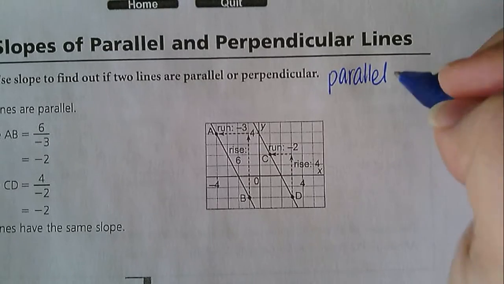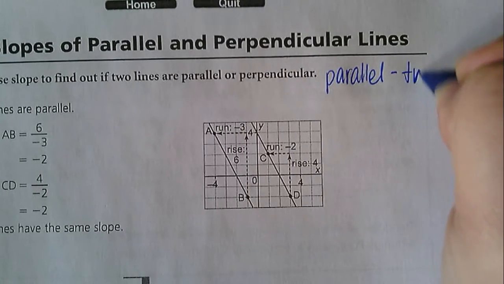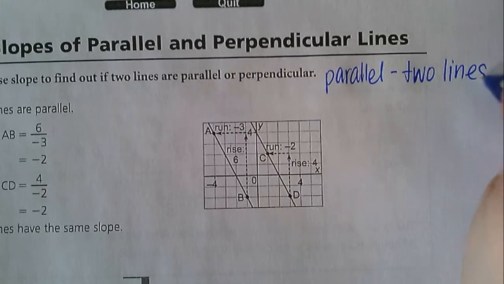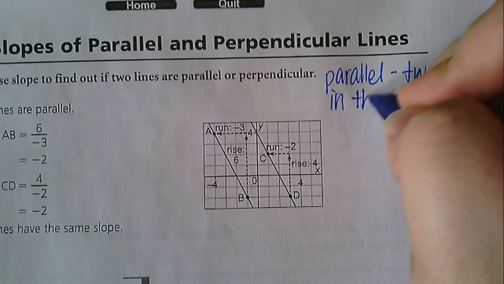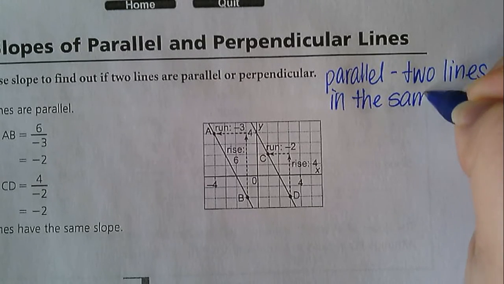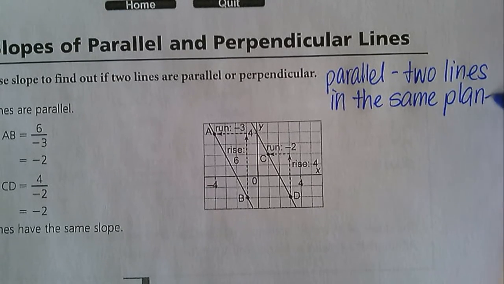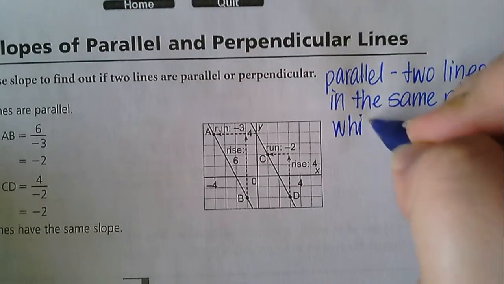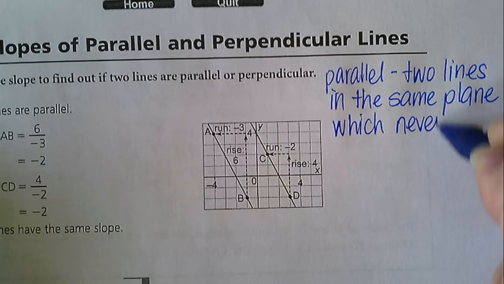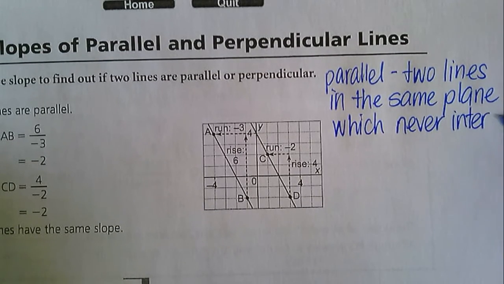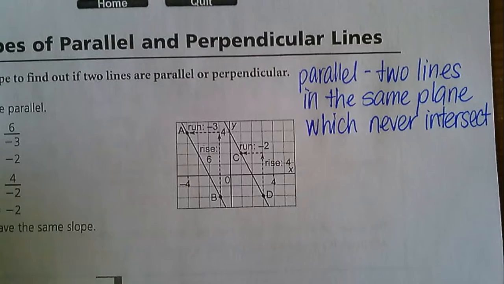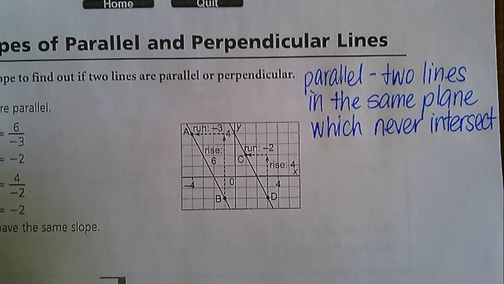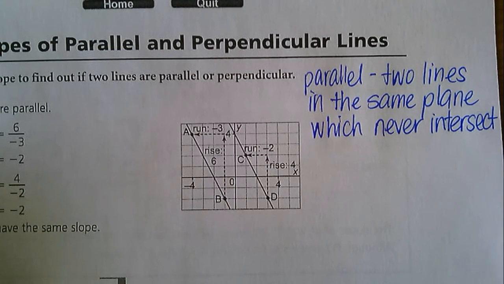Parallel lines are two lines in the same plane. So again, when we're talking about this, we're thinking of a 2D, not a 3D image. So in the same plane, which never intersect. We'll look at an example of both of those, but again, we're looking at two lines in the same plane which never intersect. You can see that the image to the left of this definition are two parallel lines, and we'll look at how they are parallel.